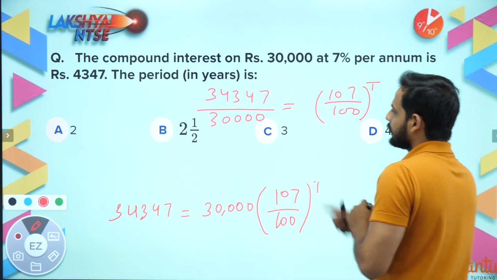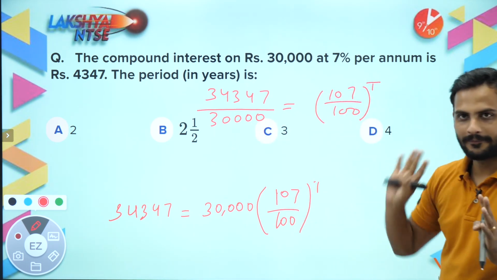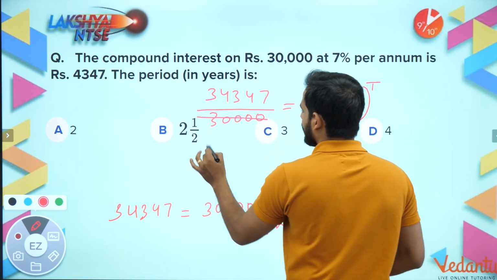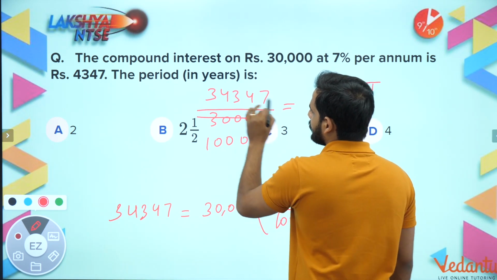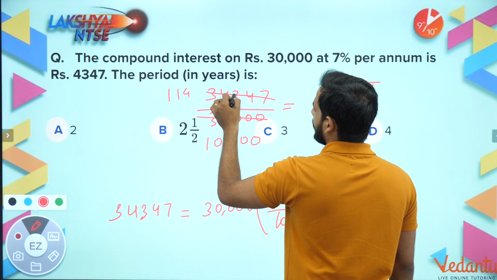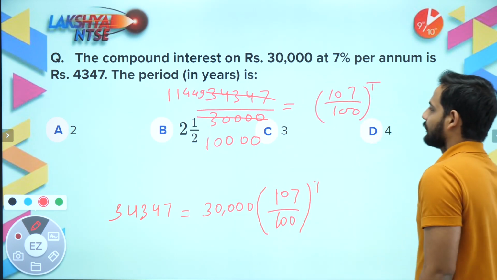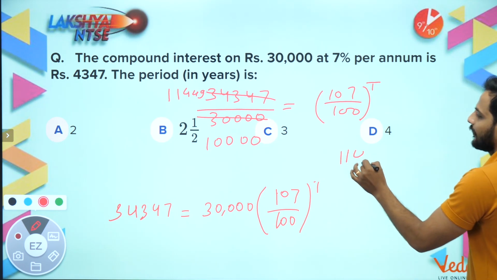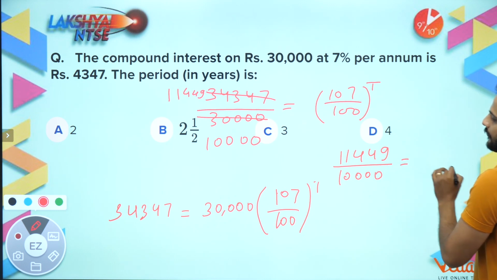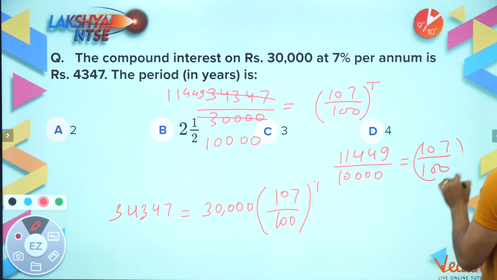Now see, I know that this 30,000 is becoming some way in the power of 100. So this both should be divisible by 3. Let us divide by 3. So this will become 1, 2, 3, 4, and this will become 3 ones are, 3 fours are, and then 3 fours are, 3 nines are. Correct? So what you are getting? 11449 by 10,000 is equal to 107 upon 100.